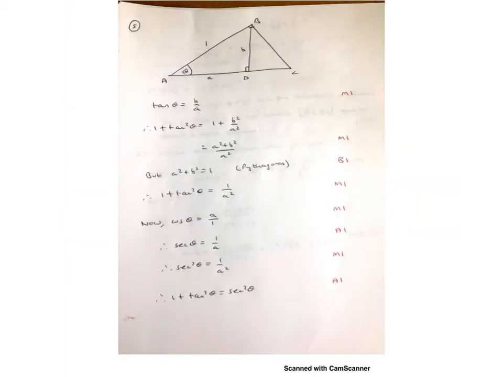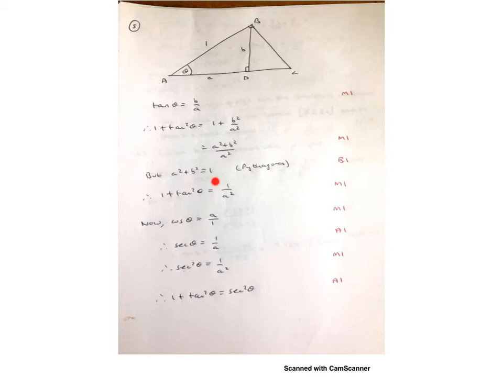Now in question 5, I'm a bit puzzled because it seems quite a straightforward, easy question. The mark scheme has a much more complex proof, but this proof is easier in my opinion. So I've just labelled this bit B and this bit A. Tan theta is B over A. So 1 plus tan squared is 1 plus B squared over A squared, which simplifies to be that. But A squared plus B squared is 1 from Pythagoras. So 1 plus tan squared is not A squared plus B squared, it's 1 over A squared.